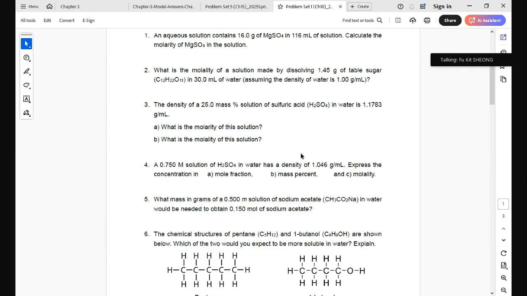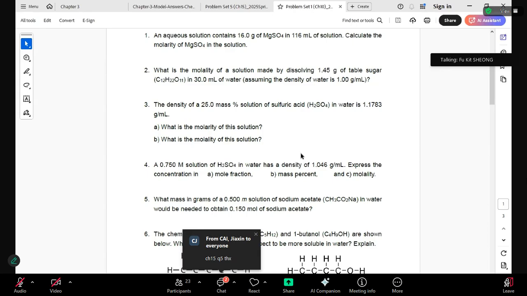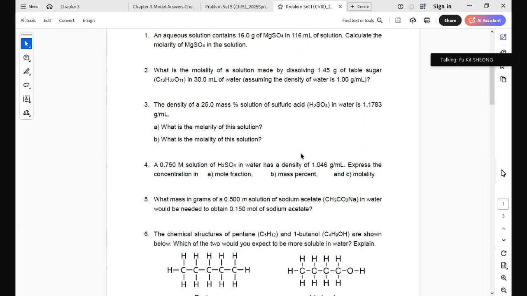Okay, molarity. So the first one, like you said, you are basically having a 25% mass percent solution of sulfuric acid. When you have the 25% mass percent, you have the weight to weight ratio. And at the same time, you actually have the molar mass and the density.